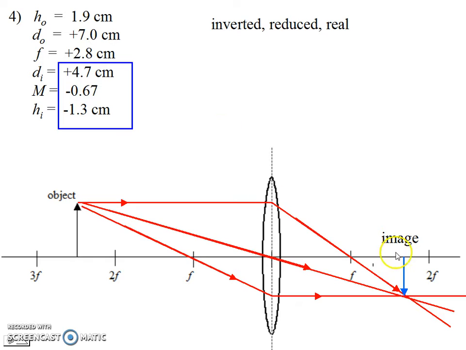And is it real? Well, if we were to put a screen here, would those light rays actually go onto the screen? Yes, they would. Of course, also remember that real and inverted always go together for a single optical device. And so, just like we did with mirrors, we always do the math first.